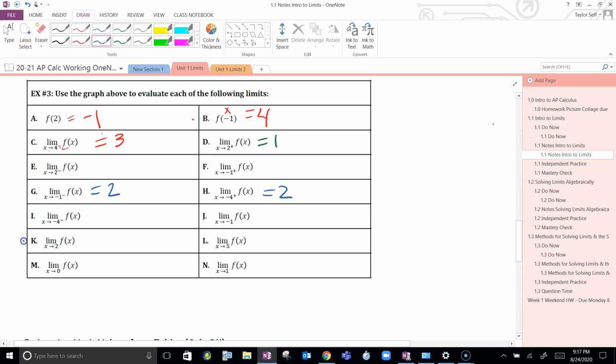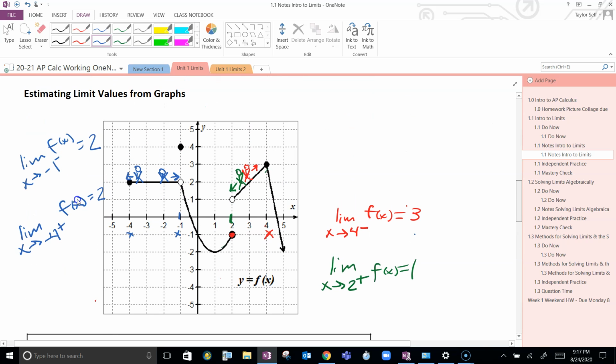How about the limit as x approaches, let's see, is -1 a tricky one? I'm just going to do them up here. Let me erase this. Sorry. So I'm going to erase these, and we'll go over a new one. Okay, limit as x approaches, let's do -4.